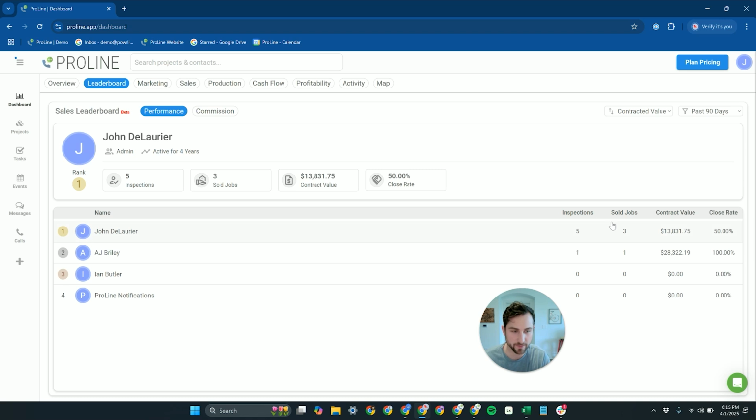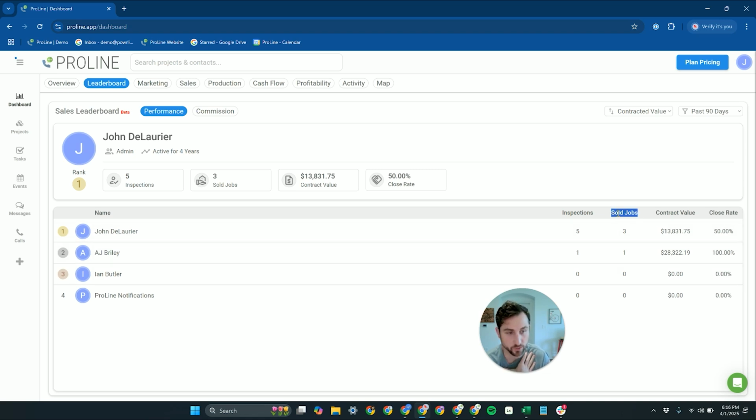Looking at the leaderboard, you may be tempted to think, okay, I should be able to divide my sold jobs by my inspections and get close rate. It's not how this works. These numbers do not calculate up to this. This number is being calculated specifically based off of when those projects became opportunities. And so this is not going to reflect.